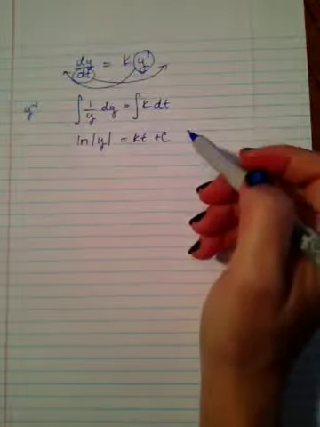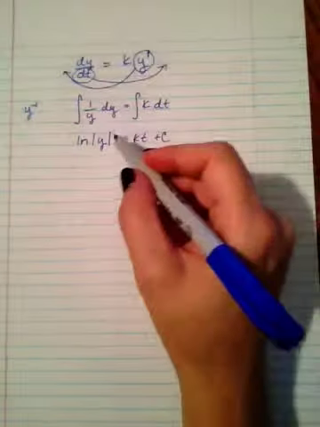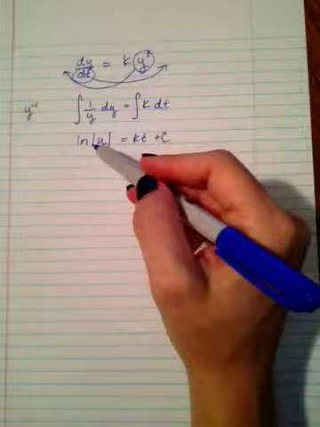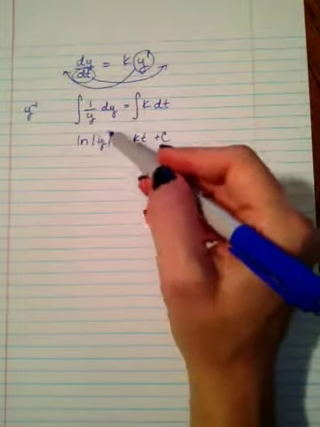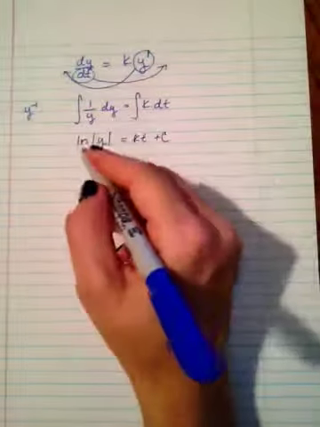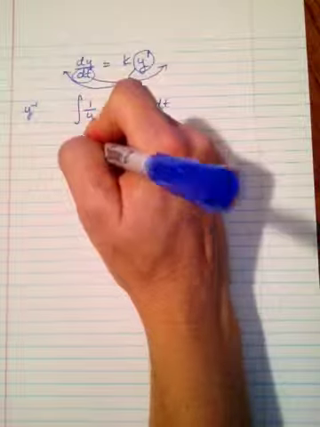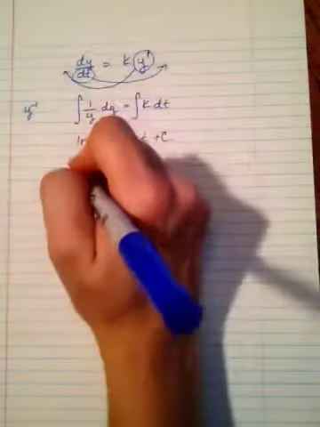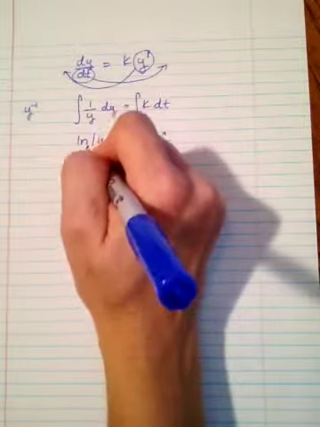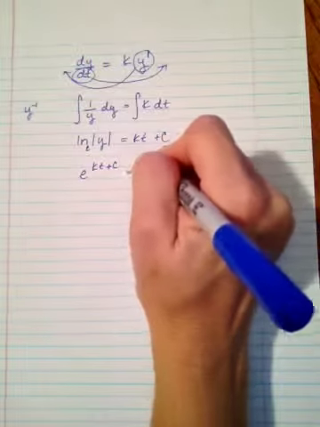Remember that your goal is always to get to y equals, not the natural log of the absolute value of y. So what we have to do is get rid of the natural log, then get rid of the absolute value, and then we'll be focused in on the y itself. To get rid of the natural log, I'm going to change forms. This is the logarithmic form of the equation. I know ln is base e, so it will be e to the power of kt plus c equals the absolute value of y.